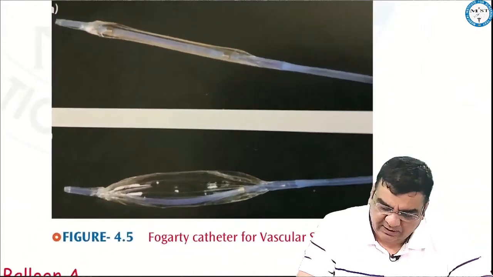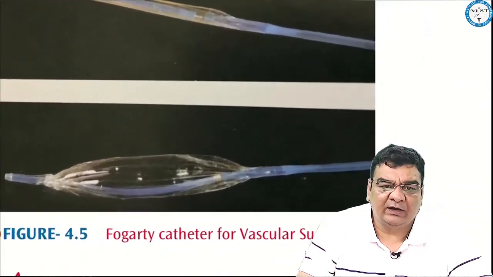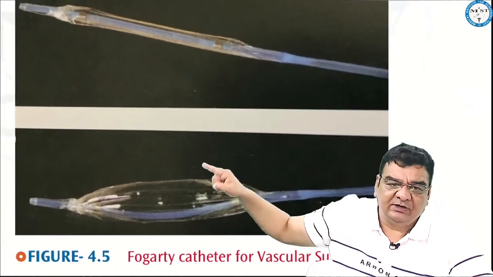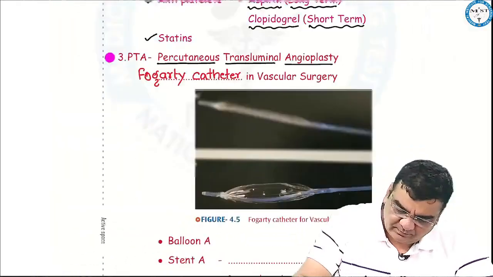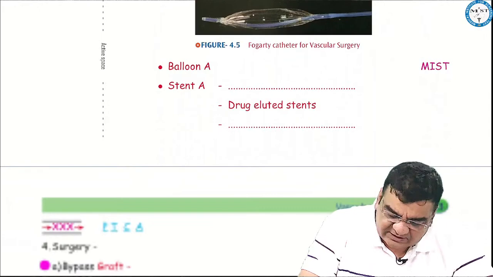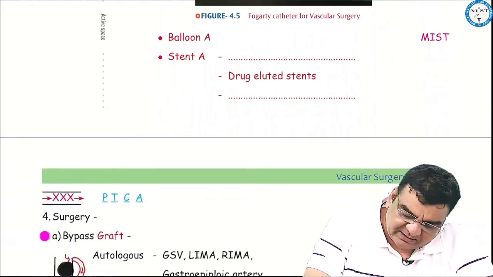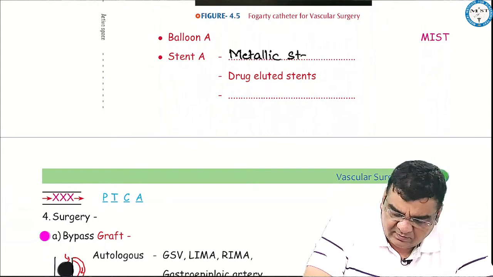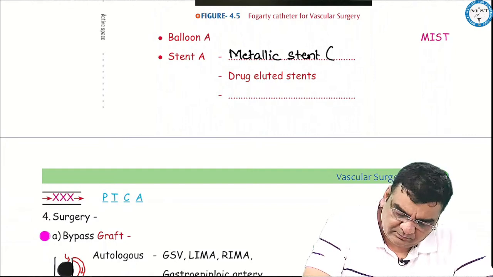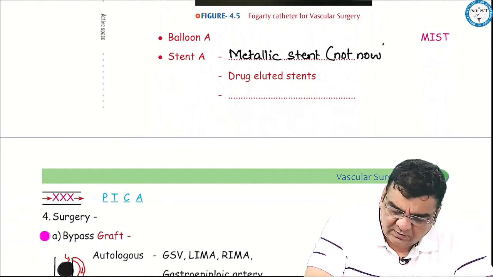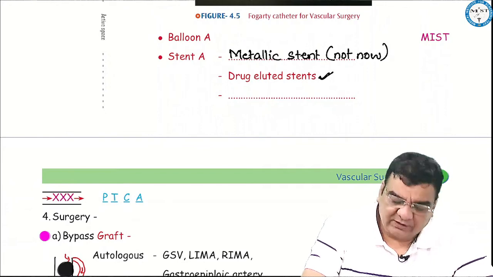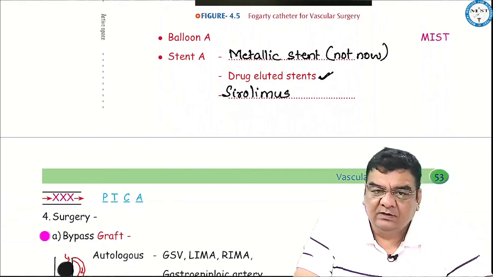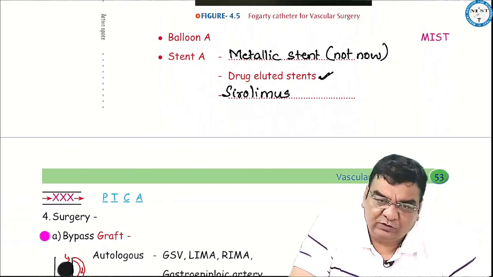Herein, as you can see, beta, this is the Fogarty catheter. Can you appreciate the balloon? This is the collapsed balloon state and this is the inflated balloon state. We can do a stent angioplasty. There are simple metallic stents, but they are not used now. They are drug-coated stents which we are using now. The drug which we are using here is sirolimus. Sirolimus coated stents are used.